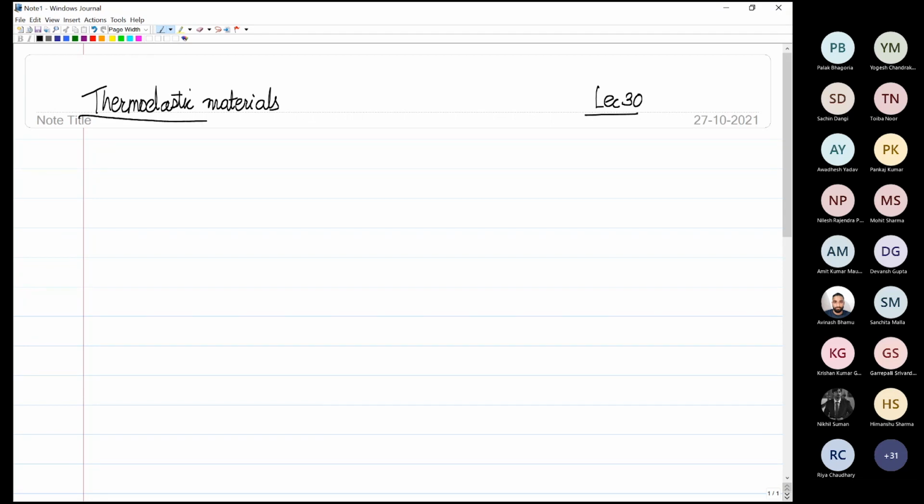So thermoelastic means it covers purely elastic materials as well as materials which have their properties changing when you change the temperature. But still elastic.